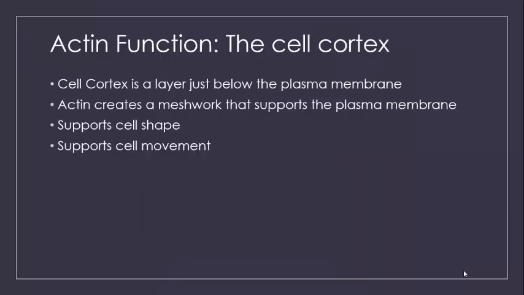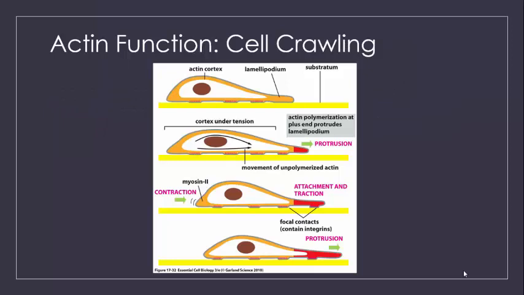The first function of actin is to form the structure known as the cell cortex. This is a meshwork of actin right below the plasma membrane in the cell and helps provide the shape and the support for the cell movement. One of the main functions of actin is to support cell crawling. This action is important in immune cells, which must patrol our cells for foreign invaders.